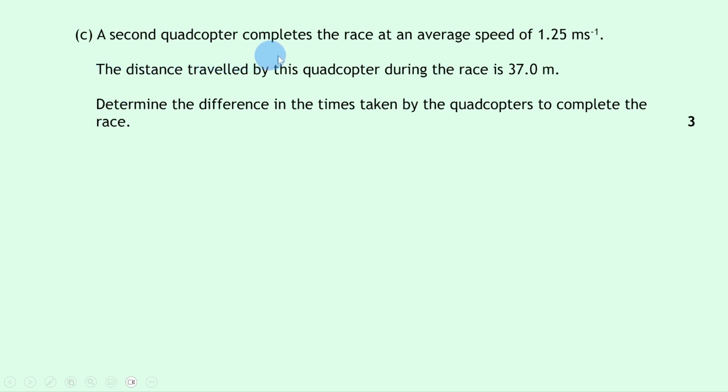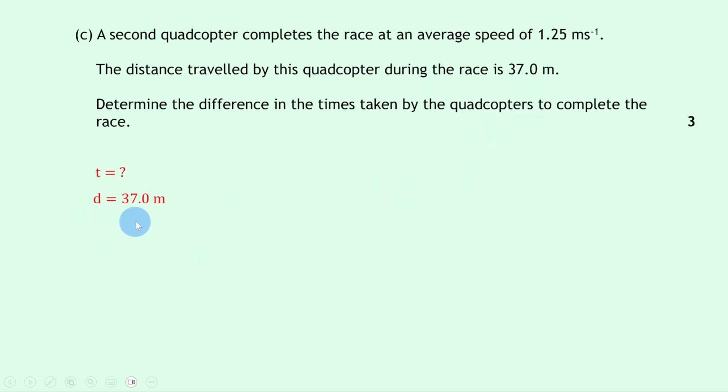Part C says a second quadcopter completes the race at an average speed of 1.25 metres per second. The distance travelled by this quadcopter during the race is 37.0 metres. Determine the difference in the times taken by the quadcopters to complete the race. And there's 3 marks available here. Well, first of all, we want to calculate the time of this second quadcopter given some information about its average speed and its distance travelled. So we're going to calculate the time t.